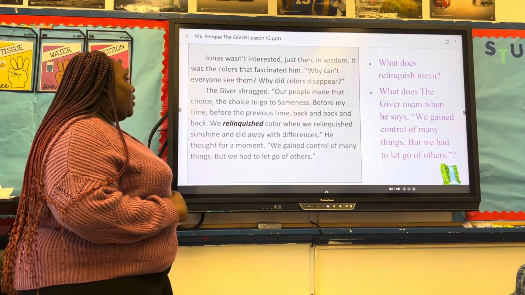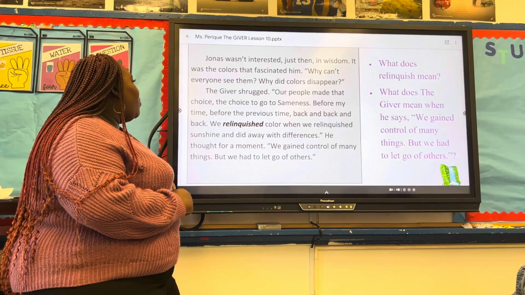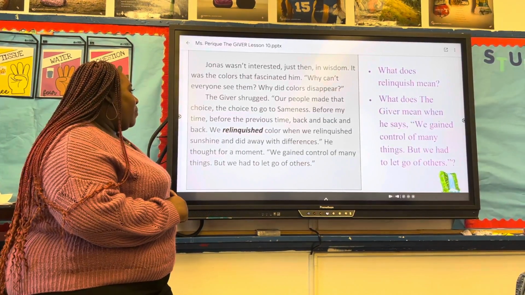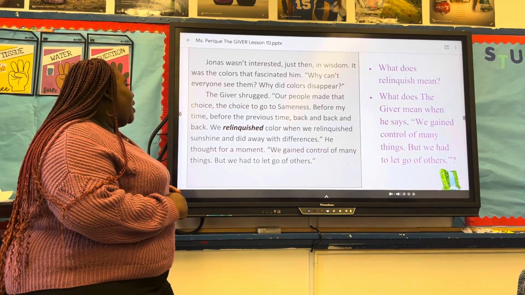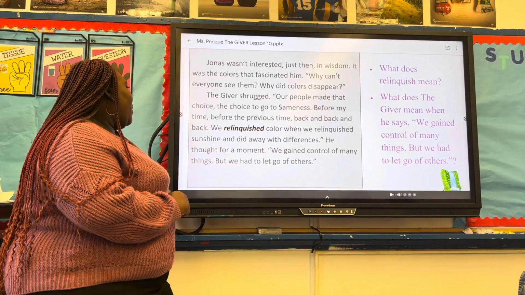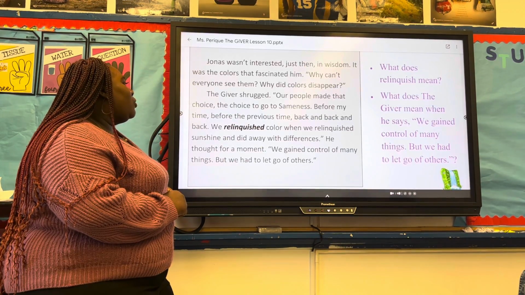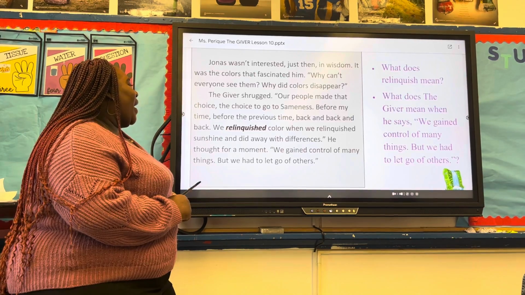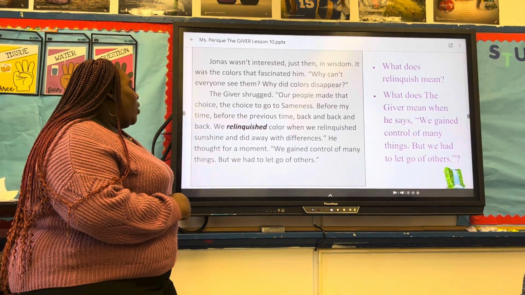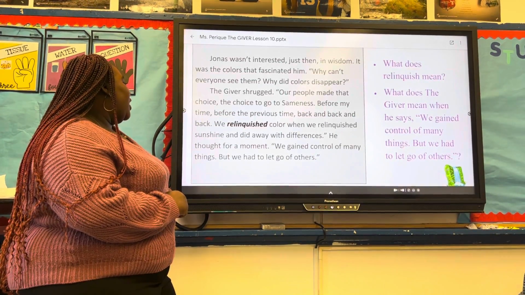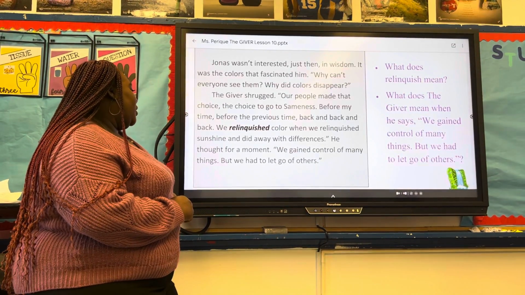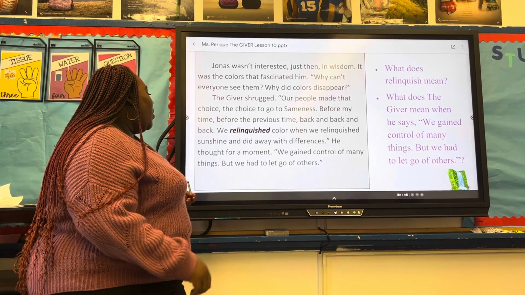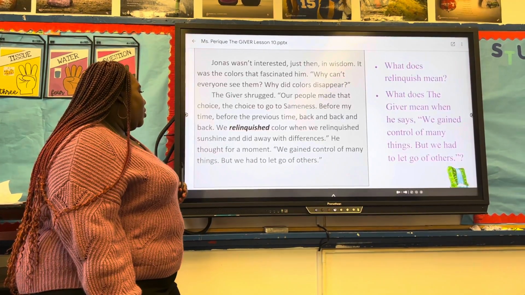Jonas wasn't interested. Just then, in wisdom, it was the colors that fascinated him. Why can't everyone see them? Why did colors disappear? The giver shrugged. Our people made that choice. The choice to go to sameness. Before my time, before the previous time, back and back and back. We relinquish color when we relinquish sunshine and did away with differences. He thought for a moment. We gained control of many things, but we had to let go of others.